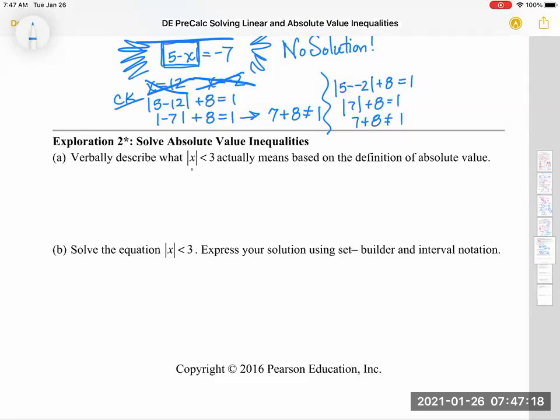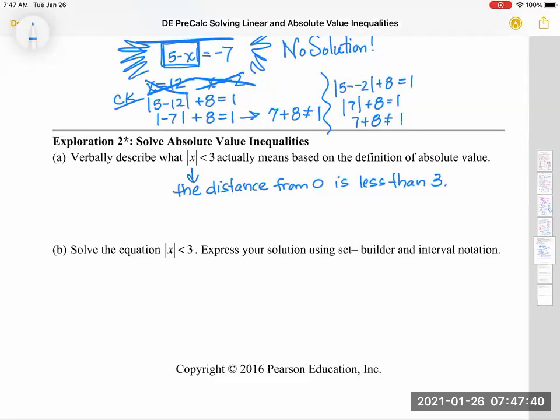Well, this means the distance from 0. That's what that really means. The distance from 0. And then you're going to say is less than, because we have a less than sign, 3.